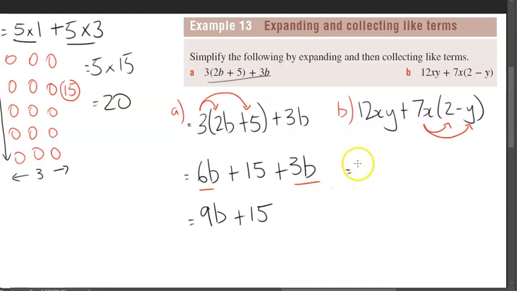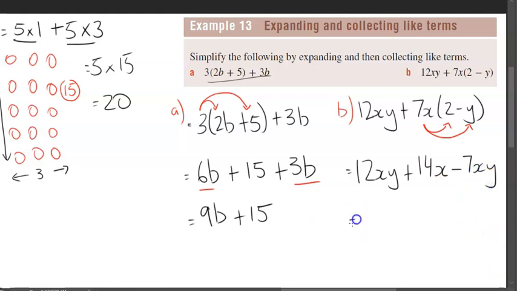So we still have this 12xy that's at the start. 7x, or positive 7x times positive 2 will give me 14x, which is a positive. And positive 7x times negative y, a positive times a negative will give me a negative, and we'll be left with just 7xy.